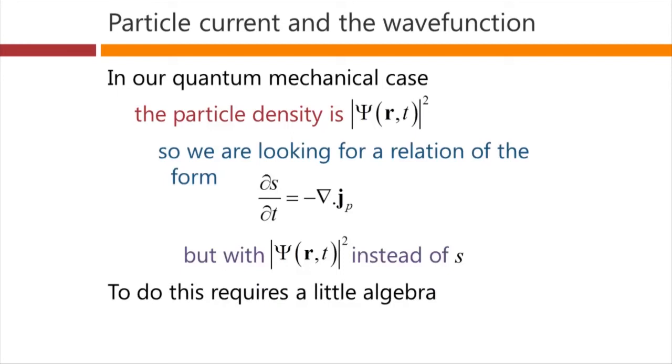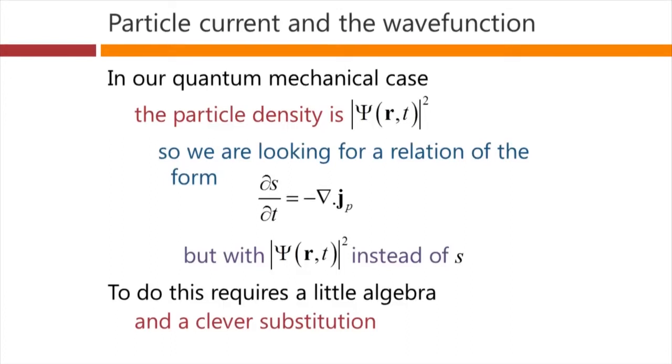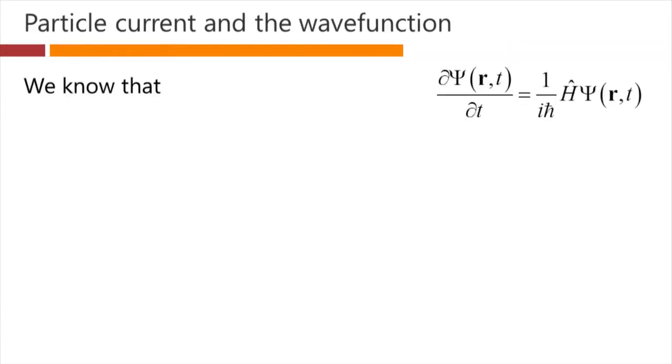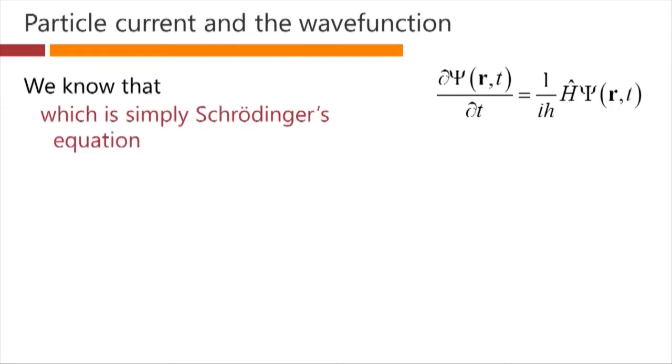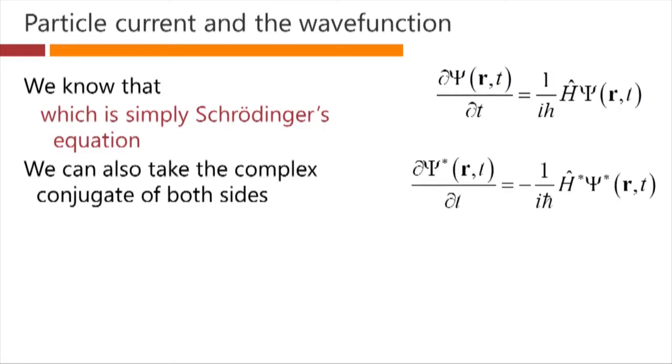To do this, we need to do some algebra, and there's a very clever little trick that we do algebraically at one point in here. Now, we know that this, of course, is just Schrödinger's equation. We've taken the i h bar from one side to the other, but this is just Schrödinger's equation here. And we can mathematically, if we want, simply take the complex conjugate of both sides. So we complex conjugate everything here. We've got a minus sign because we've got the i there when we complex conjugate that.